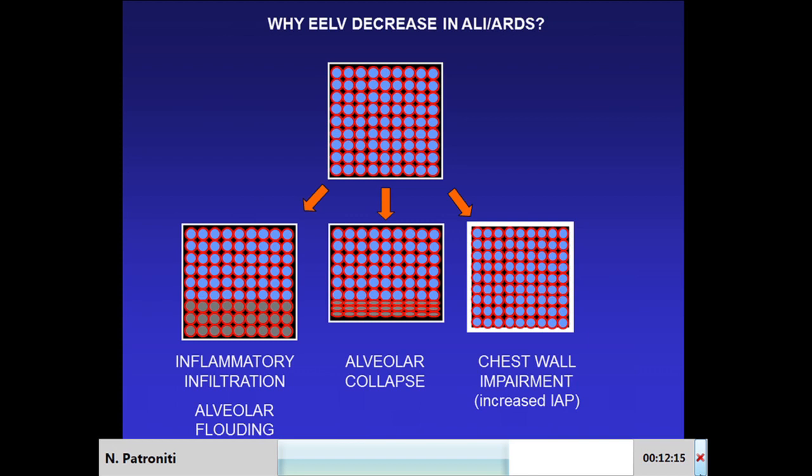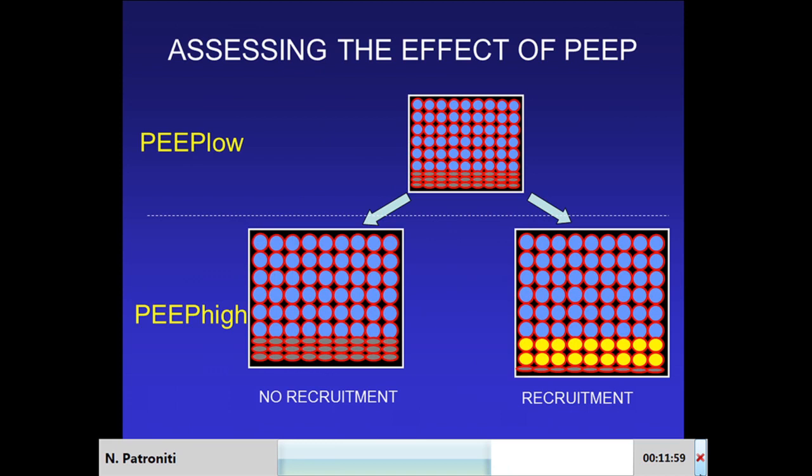Why is the end expiratory lung volume decreased in RDS patients? Well, because of inflammatory infiltration, alveolar collapse, chest wall impairment. Again, we will measure something, but we don't know what is behind that. That's very important. When we want to measure alveolar recruitment, if we go from a low PEEP to a high PEEP, we don't want to measure the increasing volume because of distension, but we would like to get these alveoli that were closed and now are open. And it's not so easy.